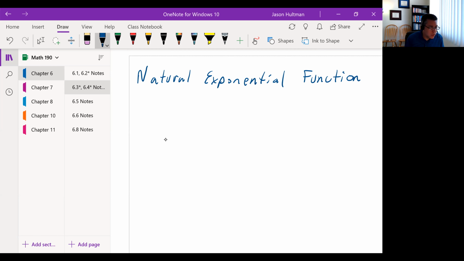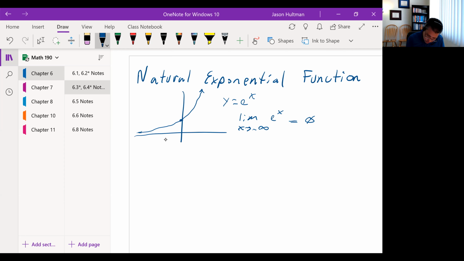A couple of things that we need to note is that for the natural exponential function, the natural exponent, that would be y equals e to the x. That's going to look like this, right? So the limit as x goes to negative infinity of e to the x is equal to 0. It's approaching 0 as I go to negative infinity. The limit of that thing is 0.